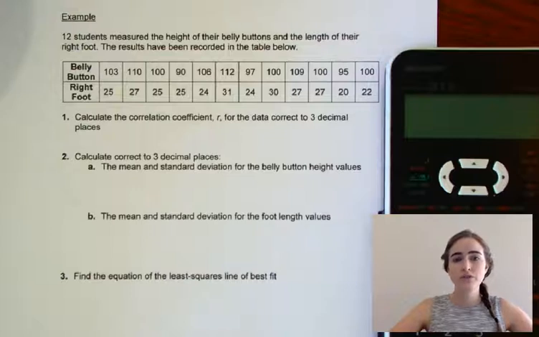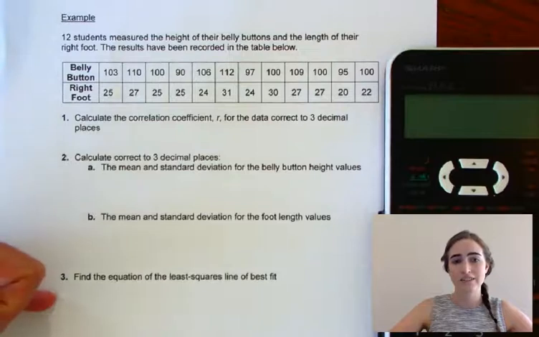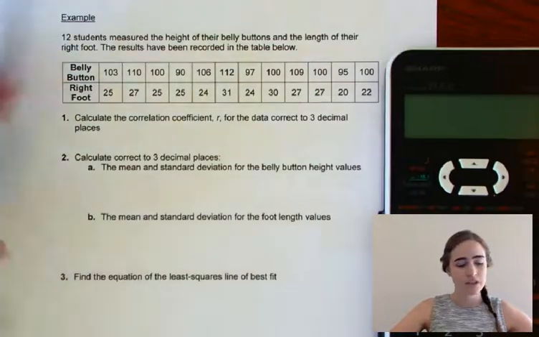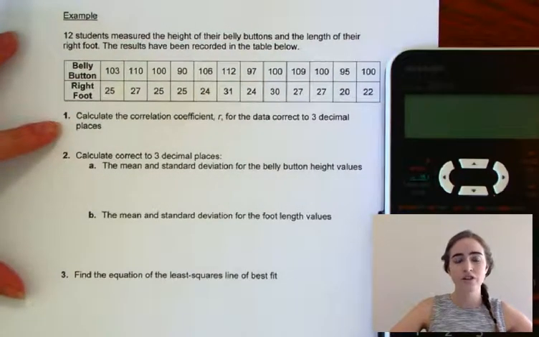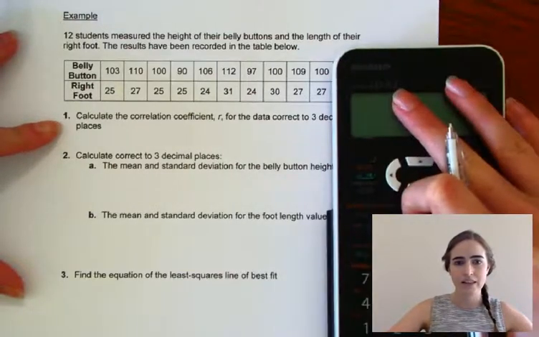We've got 12 students who measured the height of their belly buttons and the length of their right foot, and then we've got all the numbers in the table there. This example has broken each piece that we need to find down and then asks us to find the equation at the end. The first one asks us to find the correlation coefficient, correct to 3 decimal places, and we're going to do that on our calculators.